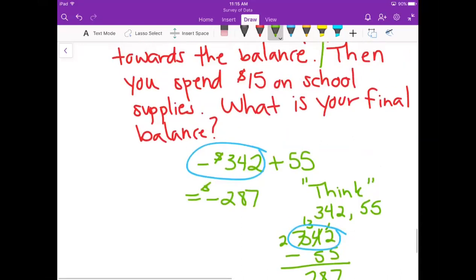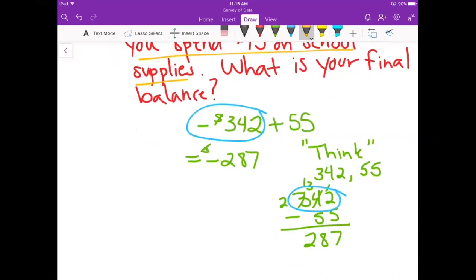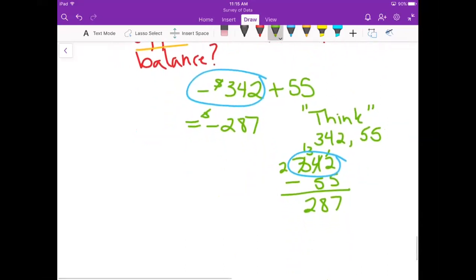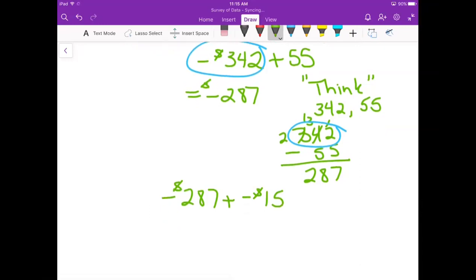But then I spend $15 on school supplies. So then I take away again from that balance. Okay, so I have a balance of negative 287, and I need to now add in another negative $15 because I'm taking away some more money from my balance. I'm going to owe more money. When you owe money, that's a negative amount. So this time I need to add in a negative amount.